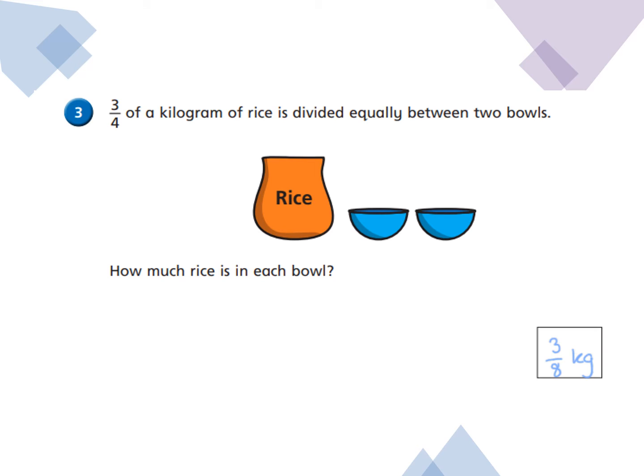You can see here that the answer is going to be 3/8, because 3/4 divided by 2. Okay, the 3 and numerator stays the same. It's the denominator that we change to 8. Okay, 4 times 2 is 8.